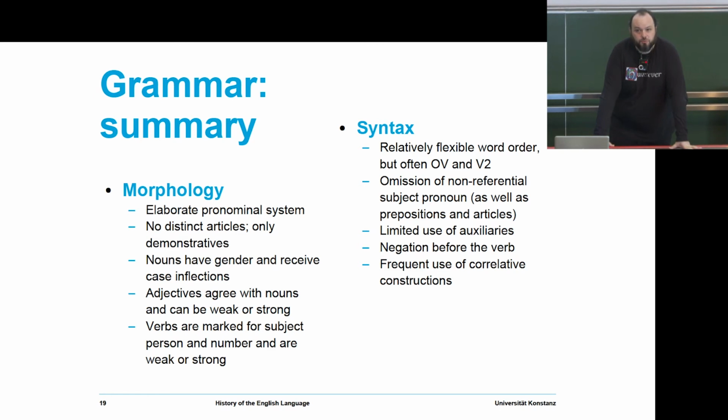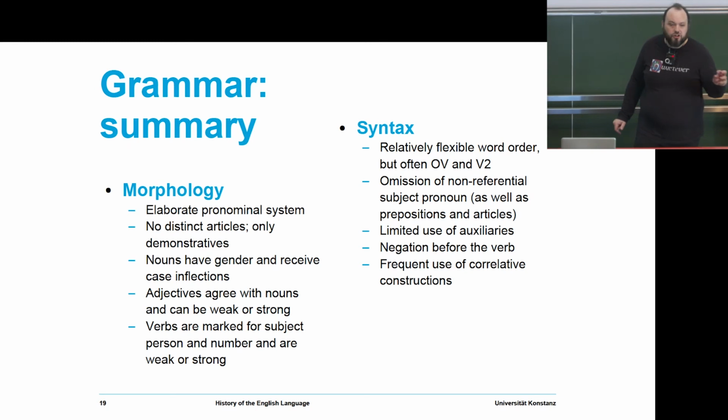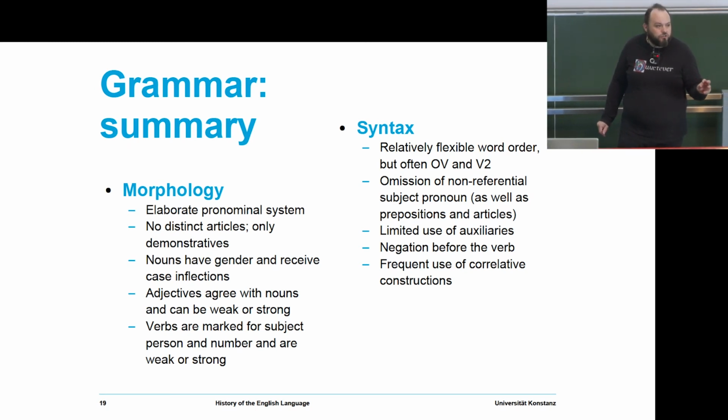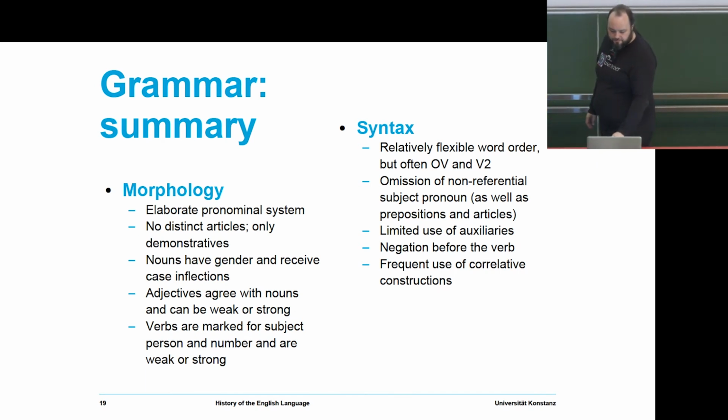The negation goes before the verb, so you've got this ne, and at least as far as the texts are concerned, we find a very frequent use of this correlative type construction. This was the tha type construction, with a subordinate clause followed by a main clause, both introduced by the same element, in this case tha, meaning then.